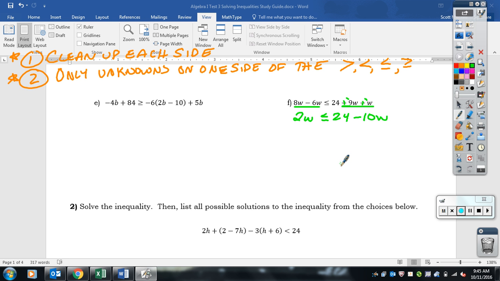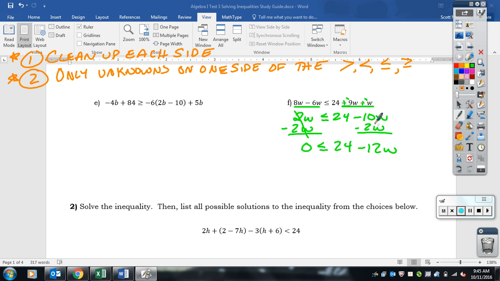Variables on both sides. I'm going to do this one just to show you, because this is one way that you get messed up. So, subtract 2w, subtract 2w, because first of all, I've cleaned up each side. Now I have variables on both, so I'm going to get rid of the 2w. This is 0 is less than or equal to 24 minus 12w.